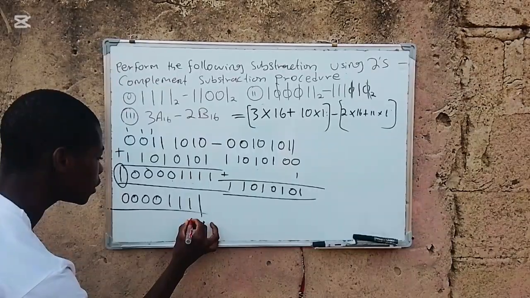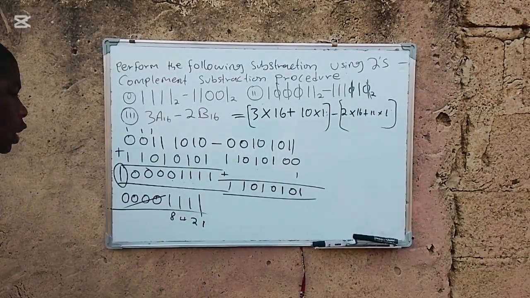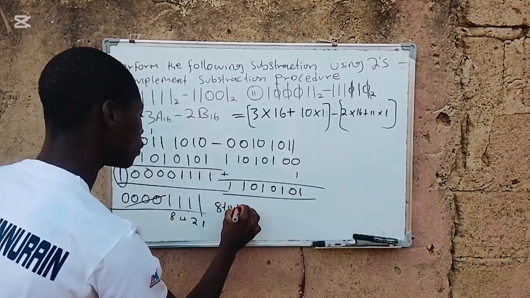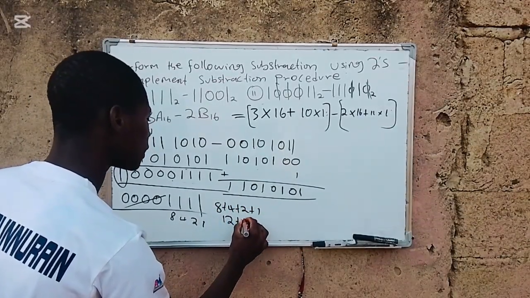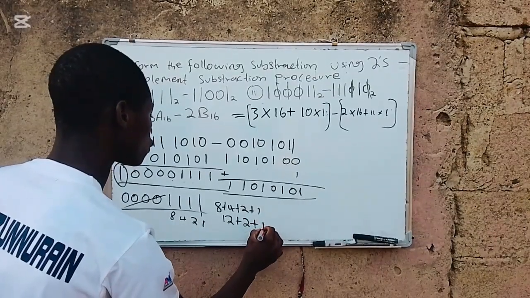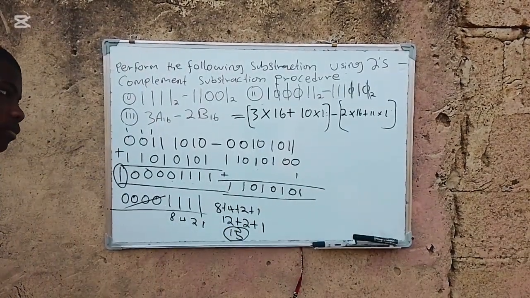So let me see. This is the same thing as 1, 2, 4 and 8. All these will get off to 0. If I say 8 plus 4 plus 2 plus 1, it will give me 12 plus 2, and therefore plus 1. It will be equal to 15.